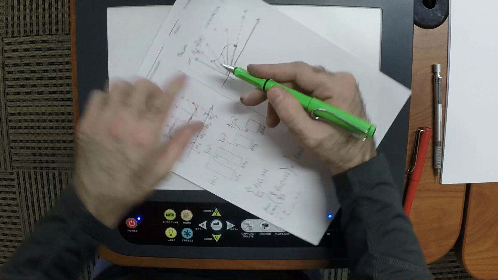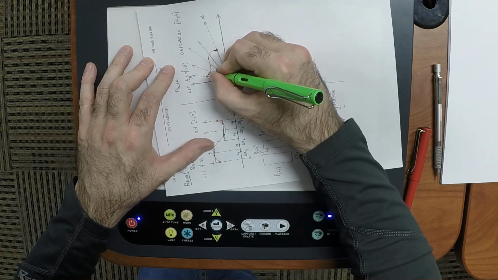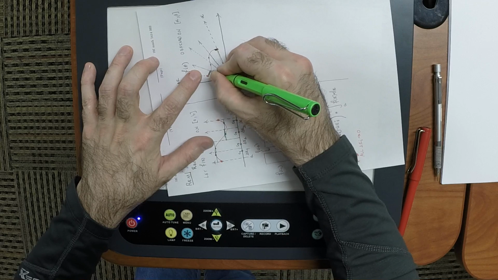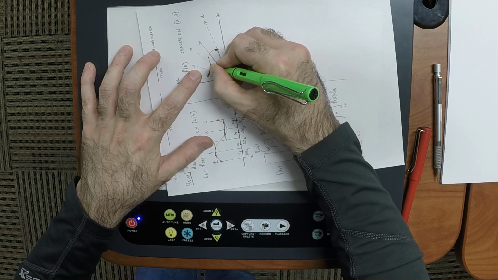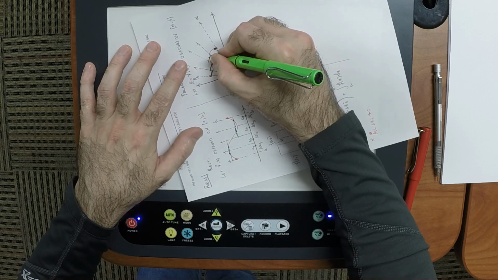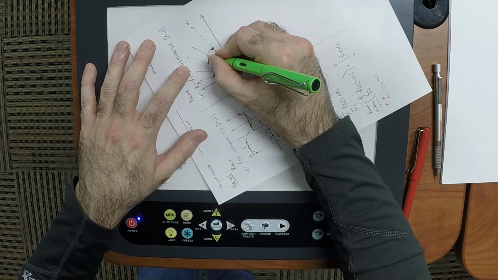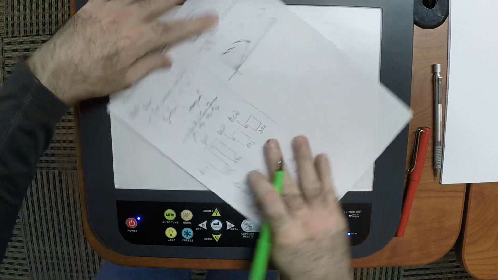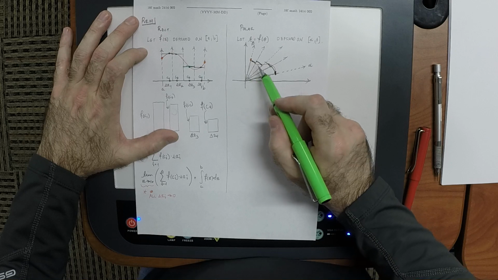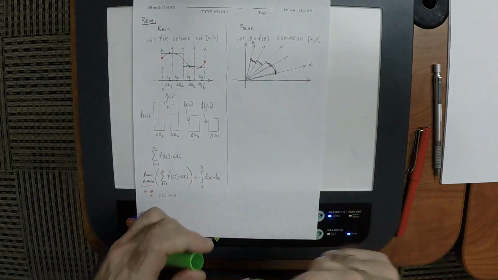Okay, so we're going to draw an arc that has the same radius. So here it'll look like this maybe. This one like that. This one maybe like that. And this one maybe like that. So a constant radius. All right.